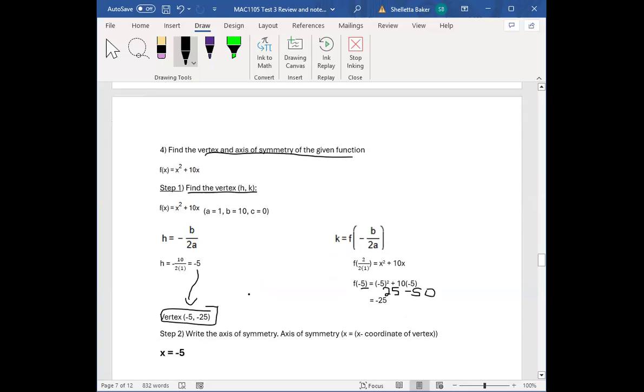And for the axis of symmetry, remember the axis of symmetry will be our x coordinate written as an equation. So x equals negative 5.